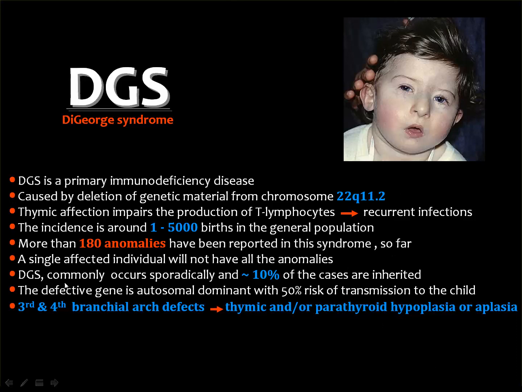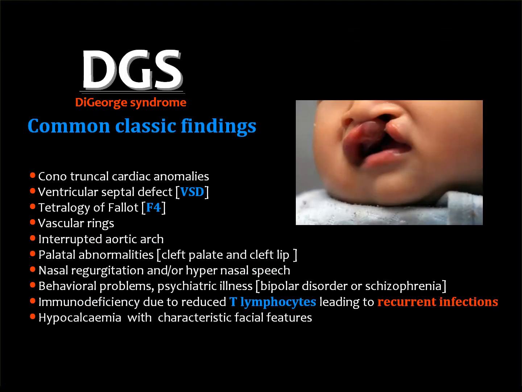This DiGeorge syndrome commonly occurs sporadically, and in 10% it is inherited. Then they thought that this genetic abnormality will affect the third and the fourth branchial arches, leading to a defect in the development of the thymus and the parathyroid glands, and this will affect the production of T lymphocytes, which will result in many infections.